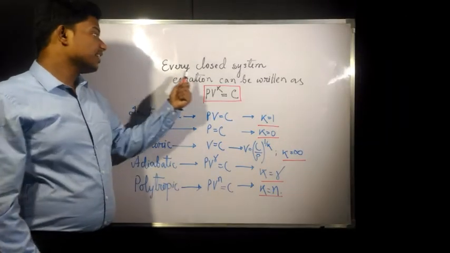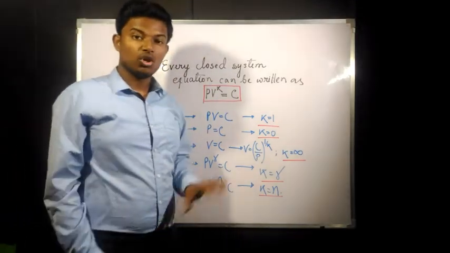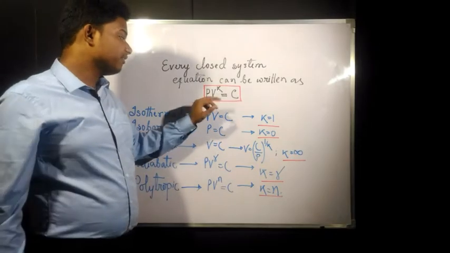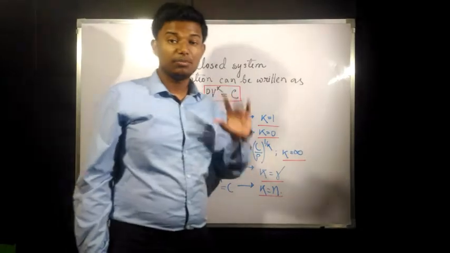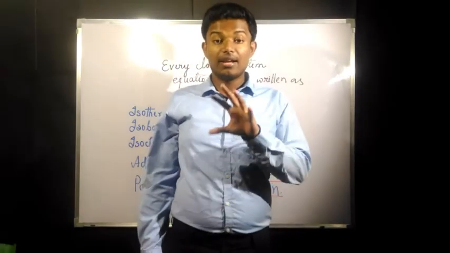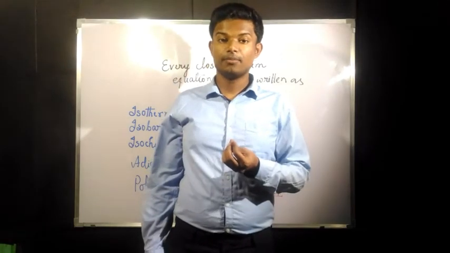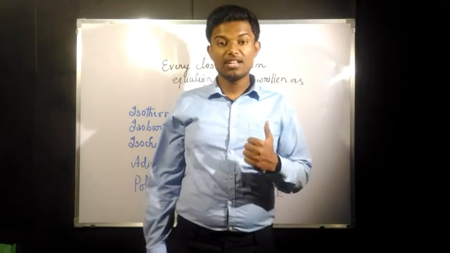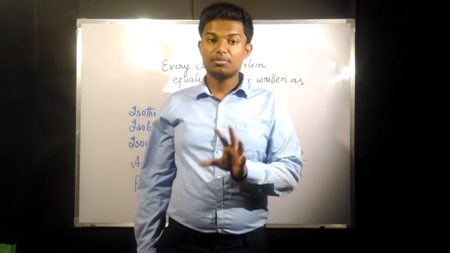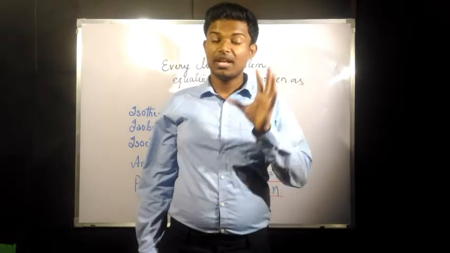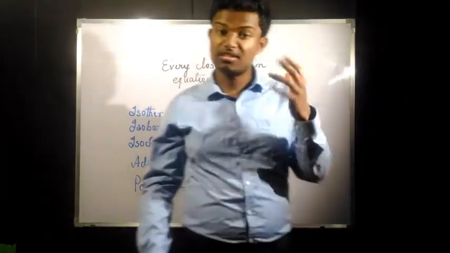We can say that every closed system equation can be written as PV to the power k equals constant. So in this board we need to find the k value for each and every process: isothermal, isobaric, isocoric, adiabatic, polytropic. Now what is the significance of finding this value k? Why do we need to find this k? Because in the last board we discussed some of the important processes in closed systems such as isobaric, isocoric, and every process listed here.